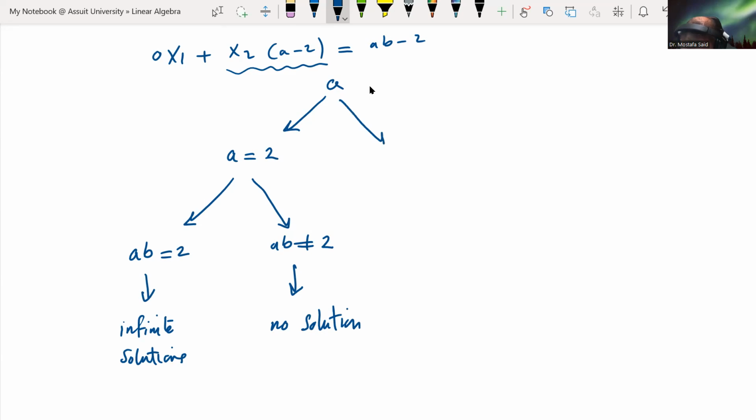Now the other case for a is a doesn't equal 2. Whatever b is, b can be 0, plus 1, minus 1, 0.1, a million, whatever. In that case we get the unique solution. And we can build this flow chart, or tree, in any of the examples in that problem.